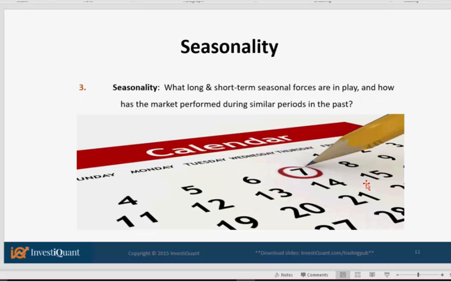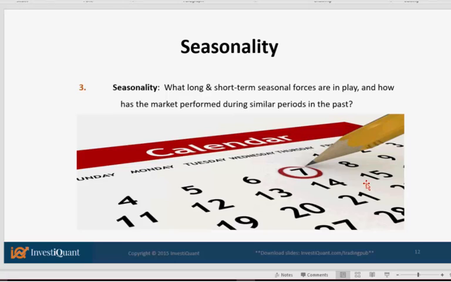Seasonality is the third concept that we take advantage of, and seasonality I found to be greatly useful. We're looking at long and short-term seasonal forces that might be in play, and we want to see how has the market performed during similar periods in the past. So seasonality could be something as simple as performance around a holiday like Thanksgiving. It could be something like how the market has performed at different times of the month. First trading day of the month is often a strong day.